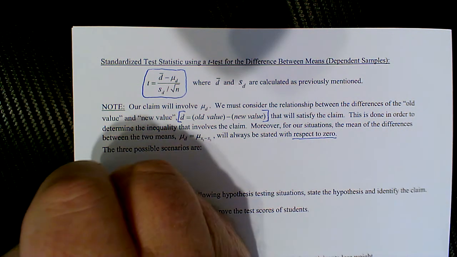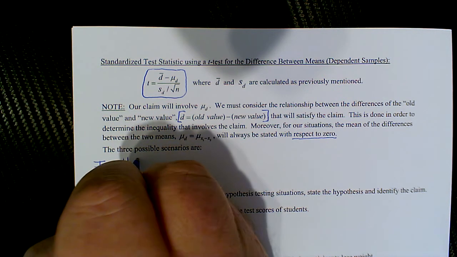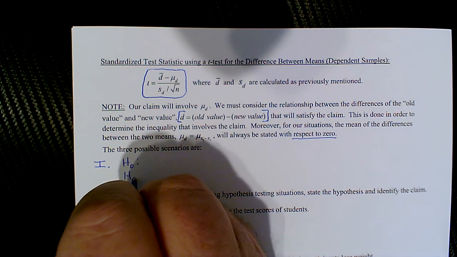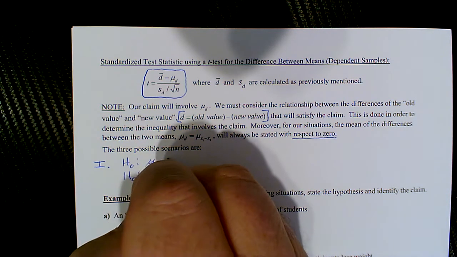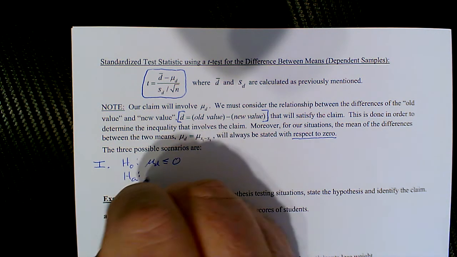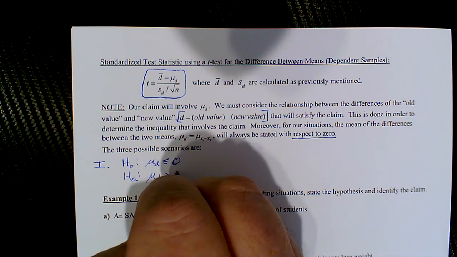So therefore, there's 3 possible scenarios. When you state H0 and HA, it could be such that mu sub d for H0 is less than or equal to 0, and therefore mu sub d would be greater than 0 for HA.